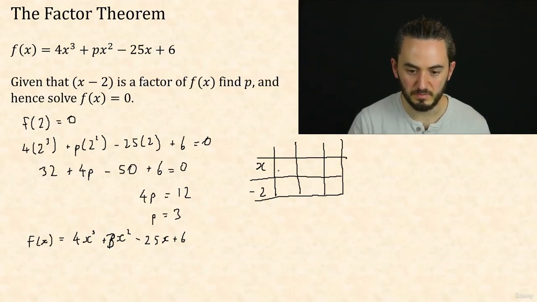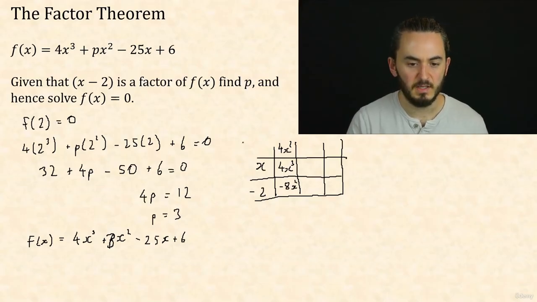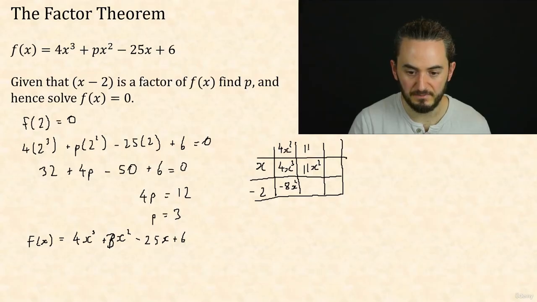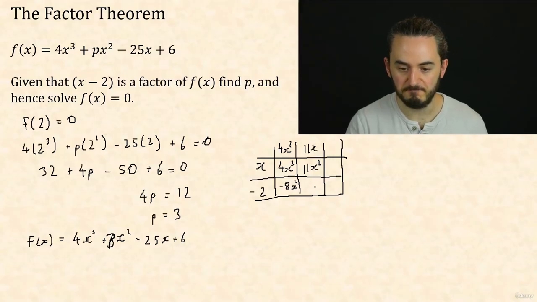So what begins? Well, I need to have 4x cubed, so it's going to be 4x squared up here. And 4x squared times negative 2 is minus 8x squared. And I'm looking for 3x squared, so I better have a plus 11x squared here. So that's going to be an 11x up there.